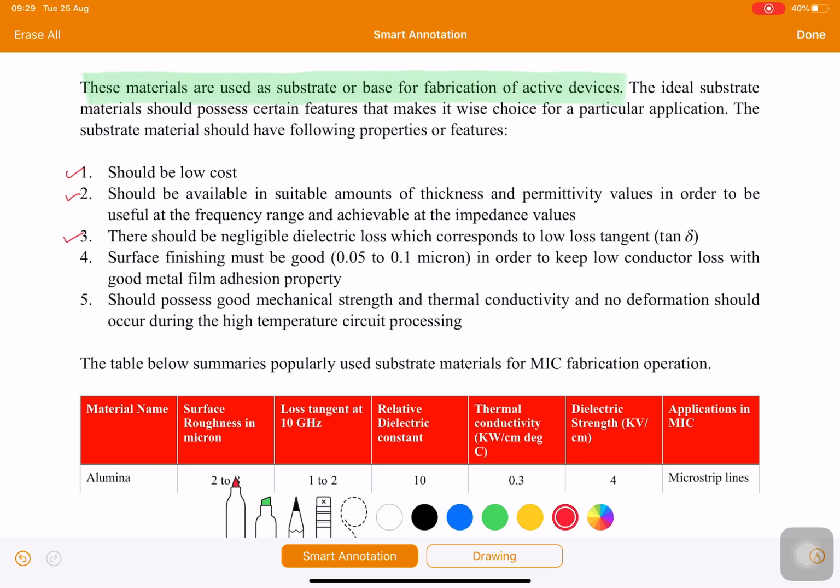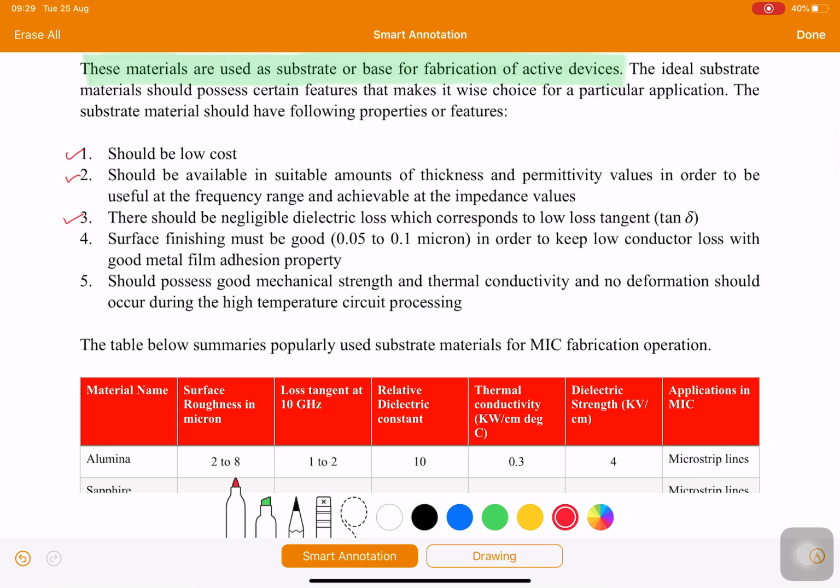The fourth important property is that the surface finishing must be good. This is a required property for use in microwave integrated circuits, and the surface finishing should be of the order of 0.05 to 0.1 micron in order to keep conductor loss low with good metal film adhesion. If we are able to maintain the surface finishing or roughness of the substrate material at the order of 0.05 to 0.1 micron, this is a very low scale.